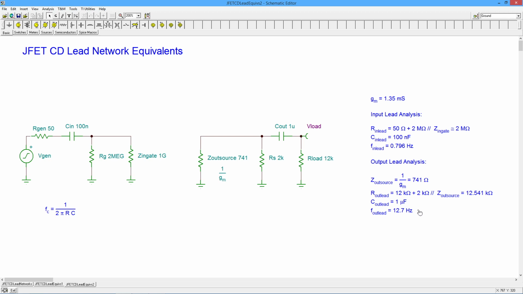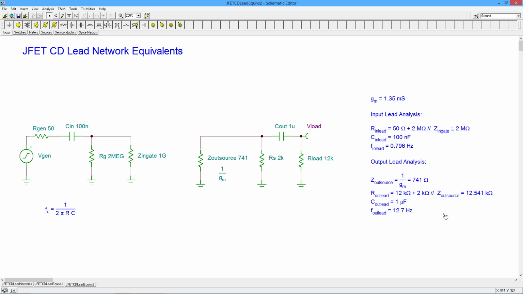Out of the two, clearly the output network is dominant. It's the higher frequency. It's the one that affects mid-band response first. So we expect this gain somewhere around minus 3 dB. As it drops down in frequency, we want to see where it drops down another 3 dB. Maybe the gain's minus 4.2, let's say. I'll just throw a number out.